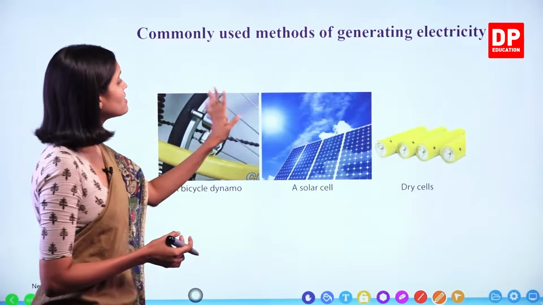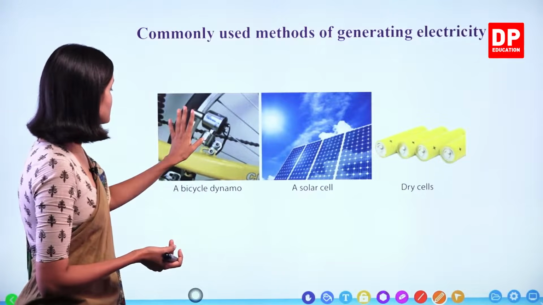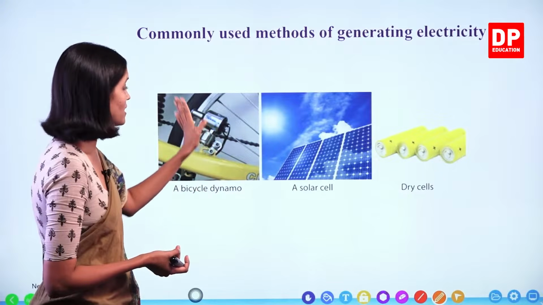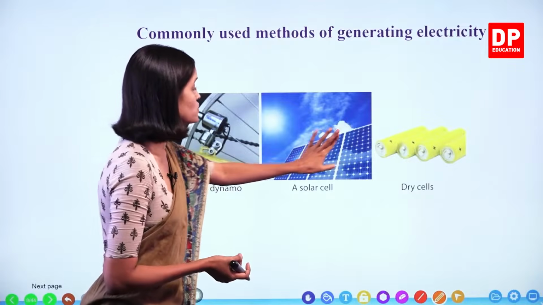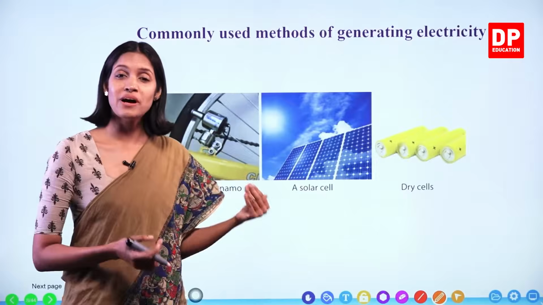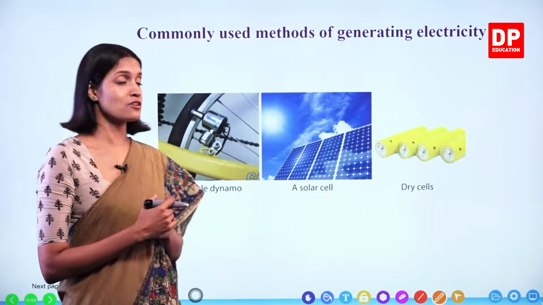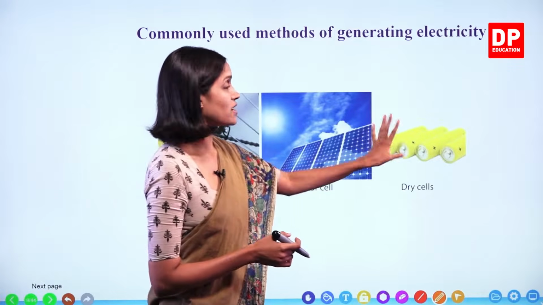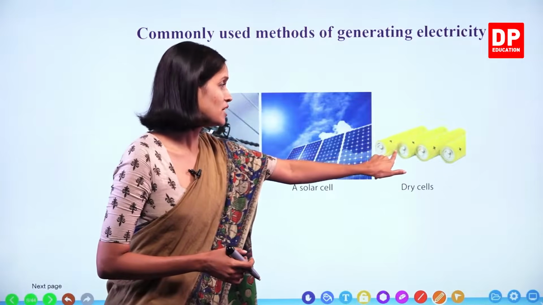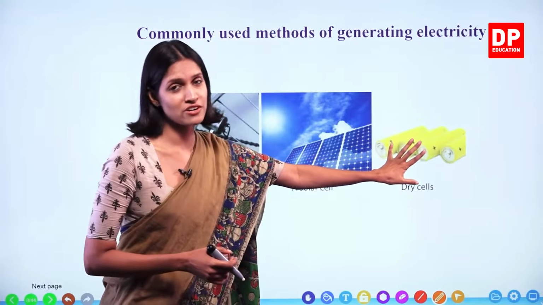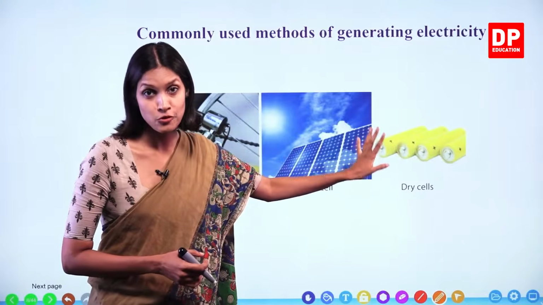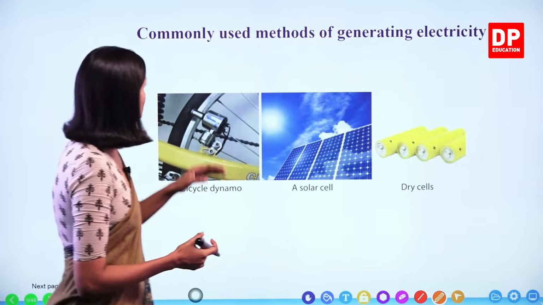okay? So look at these three methods, children. Bicycle dynamo. Some of you must have seen a bicycle dynamo, right? A solar cell. This is a large solar panel. Now we already discussed solar panel is made by combining a lot of solar cells, okay? And these are dry cells, right? We discussed dry cells as well. Now, in day-to-day life, we call these things batteries. But here we learn these are known as dry cells. Okay, children? Right. We'll go through them.